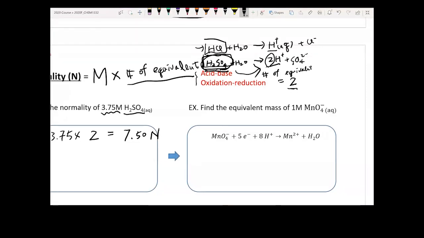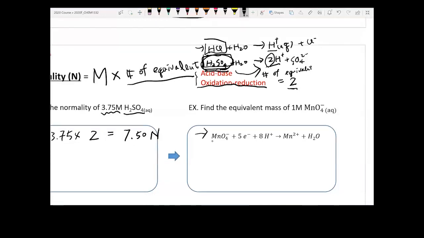Another situation is oxidative reactions, and here I give you one example. For oxidation-reduction problems, at the current stage, if they want you to calculate the number of equivalents, they will typically give you the equations. So you don't have to worry too much about this oxidation-reduction equation looking so complicated.